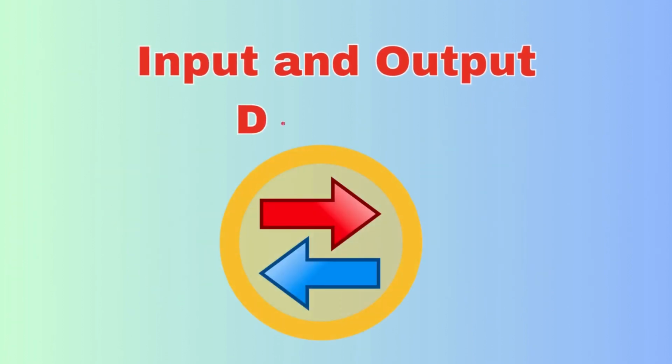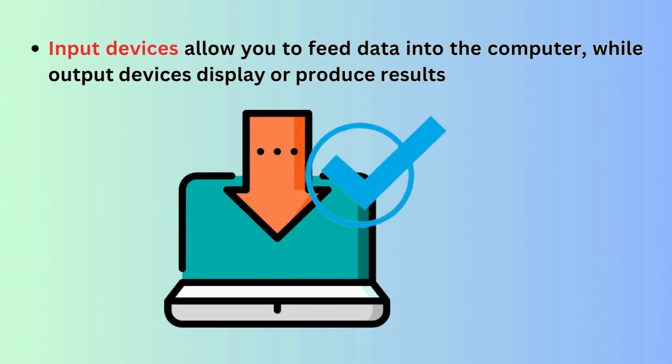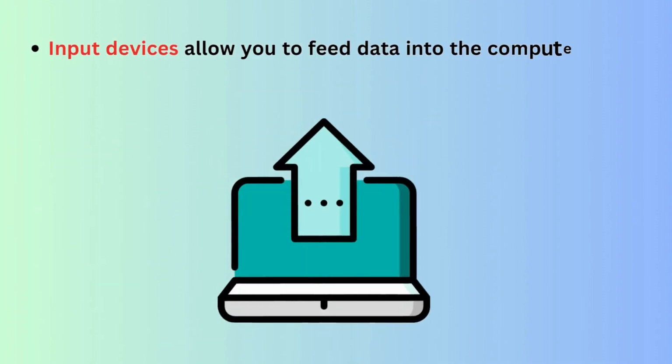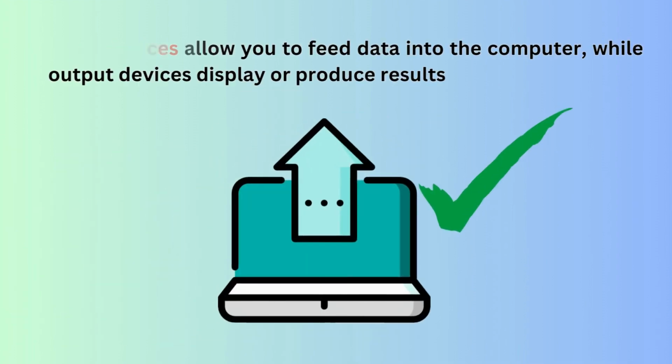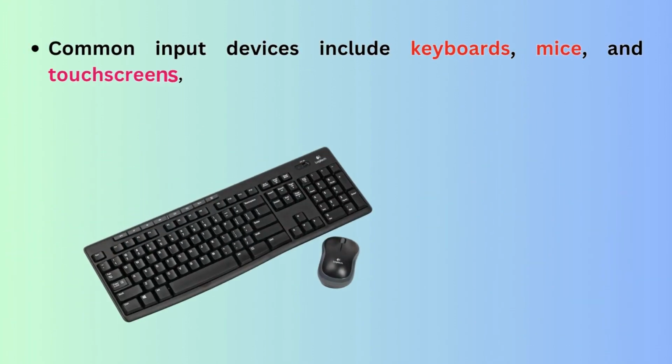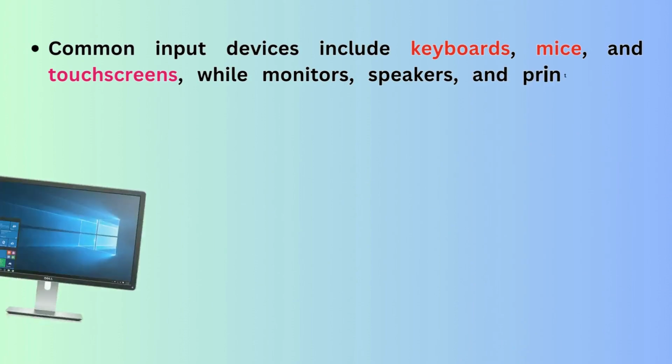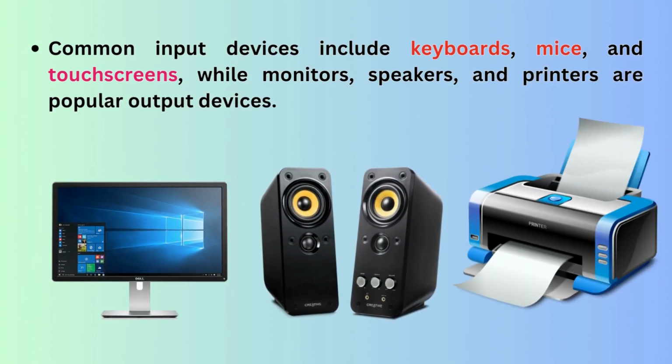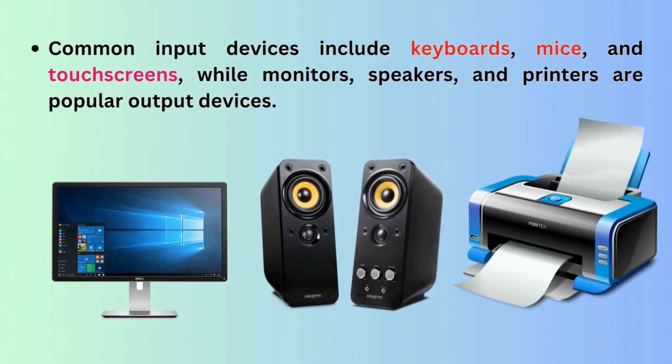Input and output devices. Let's talk about input and output devices. Input devices allow you to feed data into the computer, while output devices display or produce results. Common input devices include keyboards, mice, and touchscreens, while monitors, speakers, and printers are popular output devices.